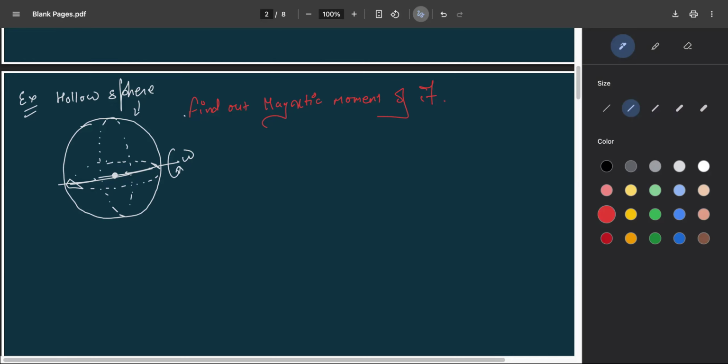Because look, right now, whatever the shapes I have given you, these are very symmetrical around, and we also have a direct formula for that angular momentum. What if I give you a very random shape, right? In that case, you should be very well aware with the integration method as well. So yes, which kind of component you are going to take in this picture?